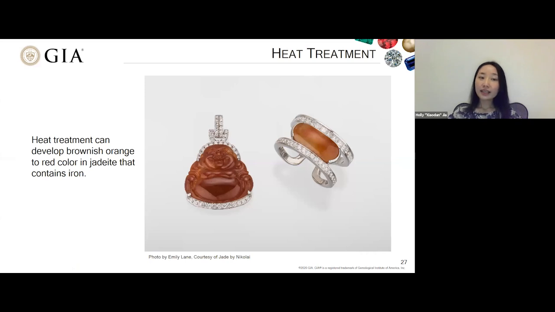Jadeite may also be heat treated. Heat treatment can be applied to jadeite that contains some iron inclusions. By changing the iron valence state from 2+ to 3+, it can develop some orange to red color. Heat treatment is very stable, and because it doesn't involve any foreign material or change of the crystal structure, this treatment is not really detectable.